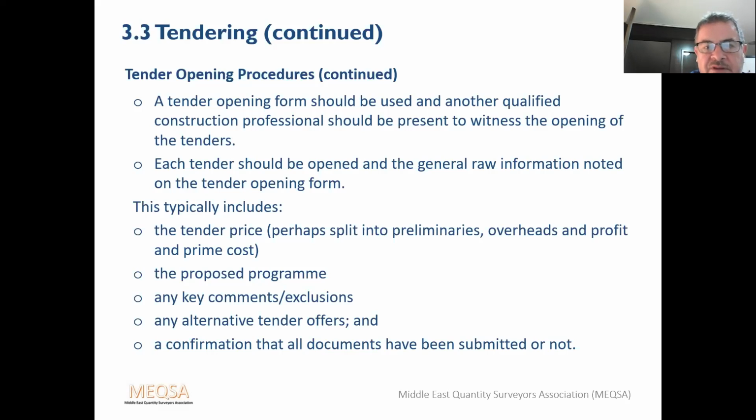Each tender should be opened and the general raw information noted on the tender opening form. That would typically include the tender price, which can be split into prelims, overheads, profit, prime cost, the proposed programme, any key comments or exclusions, any alternative tender offers, and a confirmation that all documents have been submitted or not. It's very important this is done and kept on file.